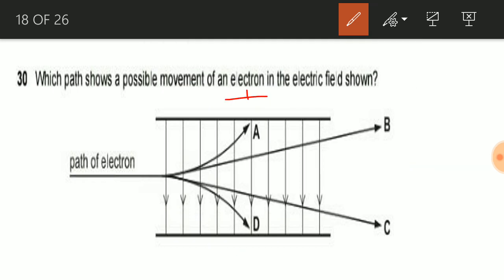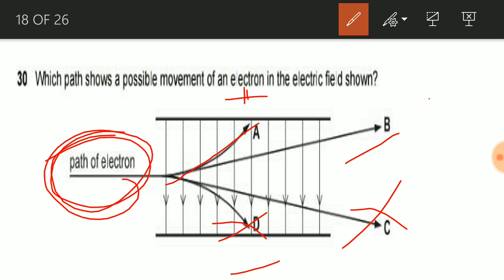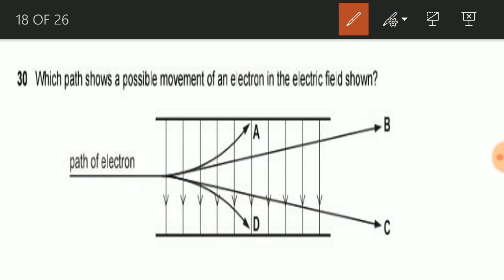Now if this plate is positive and this plate is negative, we know electrons are negatively charged by nature, so it must be either A or B. C and D cannot be our answer, because electrons are negatively charged, they should move towards the positive plate, and the path of an electron is not a straight line, it is a curved line. A curved line toward the positive plate is A. Because of that, option choice A is the correct answer for this question.